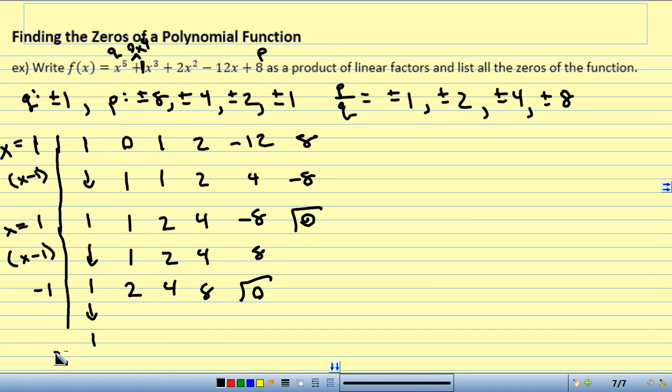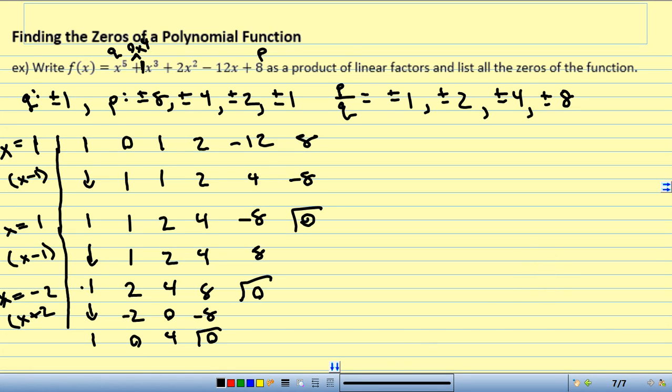Let's try 2. So that gives me 2, 4, 8, 12. Well, I can tell you that's not it right there. Not going to be it. Let's try -2. Seems interesting. So -2, 0, 0, 4. What do you know? -8, remainder of 0. X equals -2 is a real root. Oh my God. So that's going to give me x plus 2.